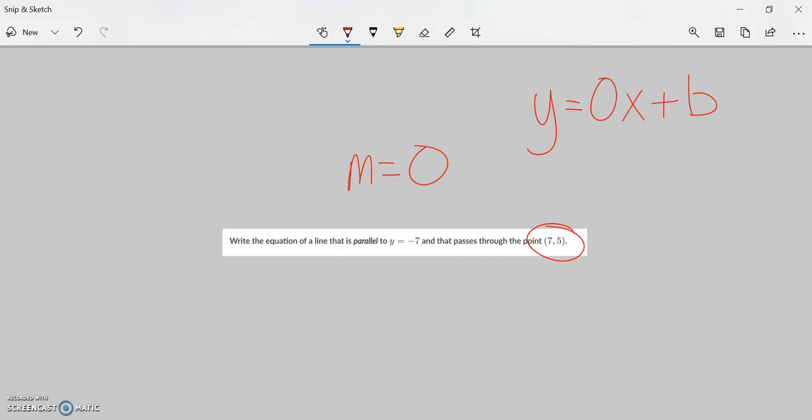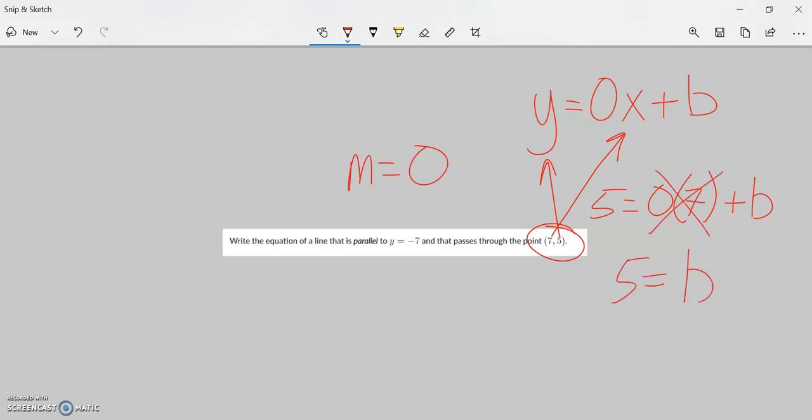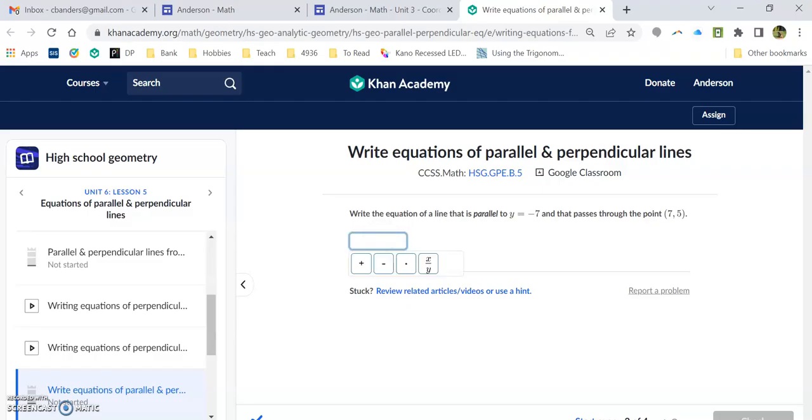And we're going to plug in this point, so 7 and 5. 7 goes in for our x, and 5 goes in for our y. So 5 equals 0 times 7 plus b. You probably already can figure out 0 times 7 is simply 0. So 5 equals b. So our equation is y equals 5. A little bit of a weird one there.